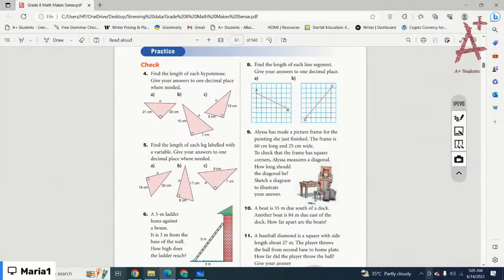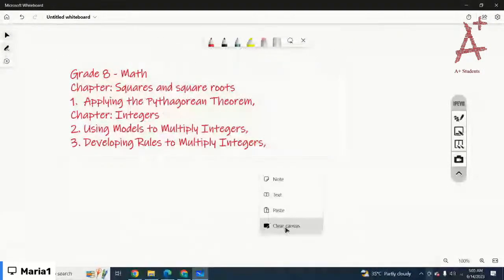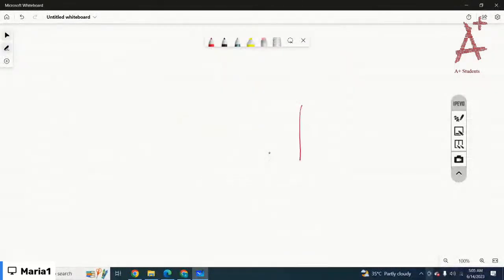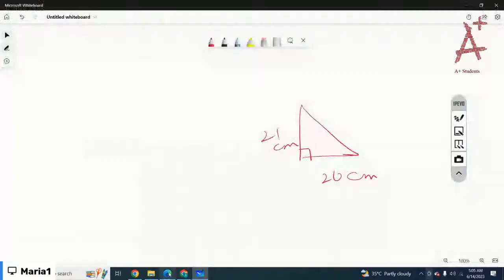It is a right angle triangle. That would be 20 and that would be 21 centimeters. So we have to find the length of the side. Got it? Whenever we are working on right angle triangles and we have to find any of the sides, you can use the Pythagorean theorem. The Pythagorean theorem is hypotenuse squared equals base squared plus opposite squared.